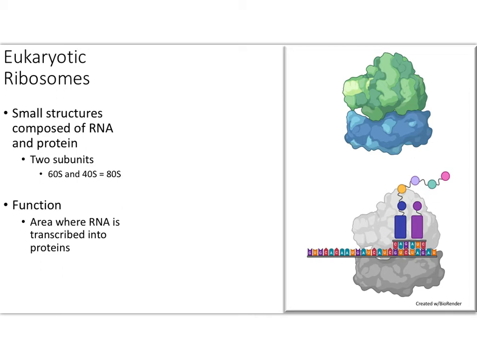In eukaryotes, the big subunit is what we call 60S, the small subunit is 40S, and everywhere else, 60 and 40 would add up to 100, but in microbiology, in this particular situation, it adds up to 80. So prokaryotes have a ribosome size of 70S, and eukaryotes have a ribosome size of 80S.